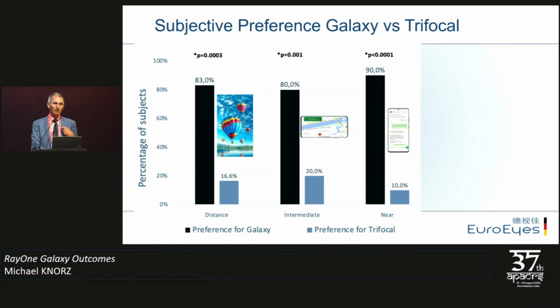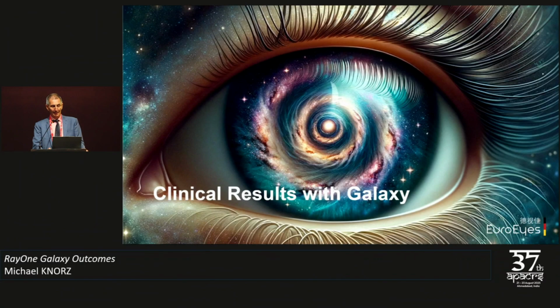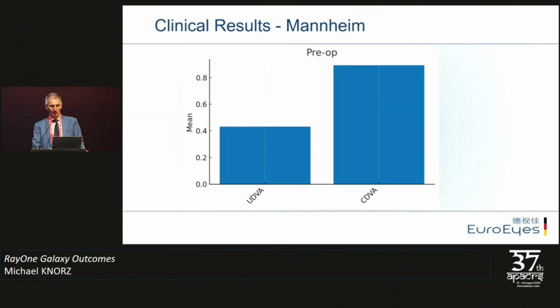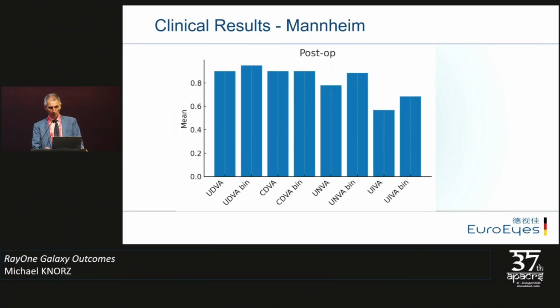And I agree with them. I looked through this instrument myself. It's quite impressive. Next and last step is the clinical results we have with the Galaxy IOL. No surprise, of course, uncorrected distance visual acuity and best corrected, very good.